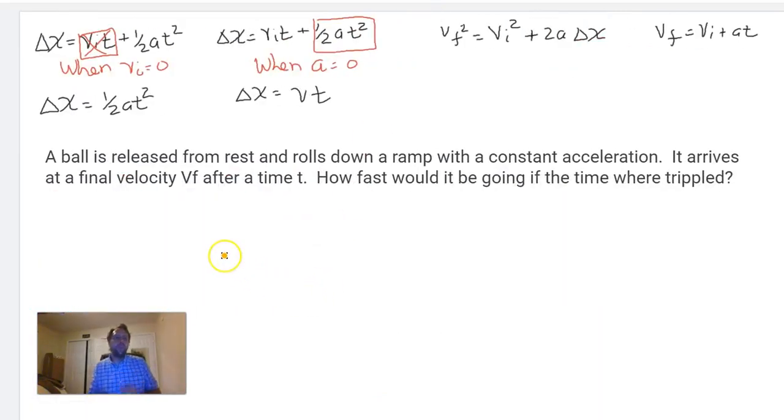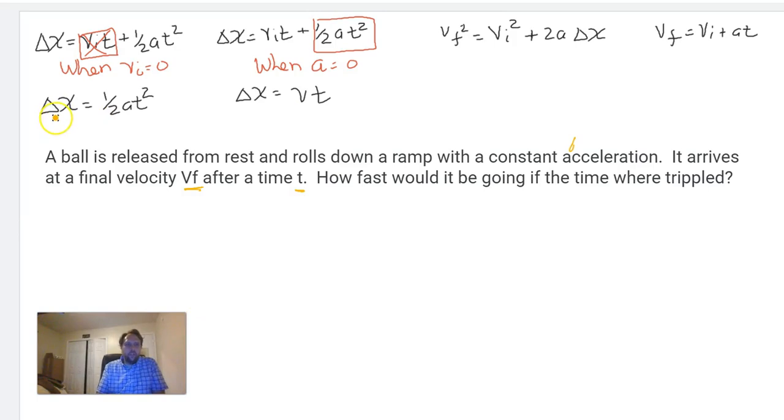Yeah. So a ball is released from rest, rolls down a ramp at a constant acceleration. Again, constant acceleration, so the same setup. It arrives at a final velocity after a time t. Now we're relating final velocity to time instead of distance. How fast would it be going if the time were tripled? Okay, so now rather than rolling 3 times the distance, it rolls for 3 times the amount of time.